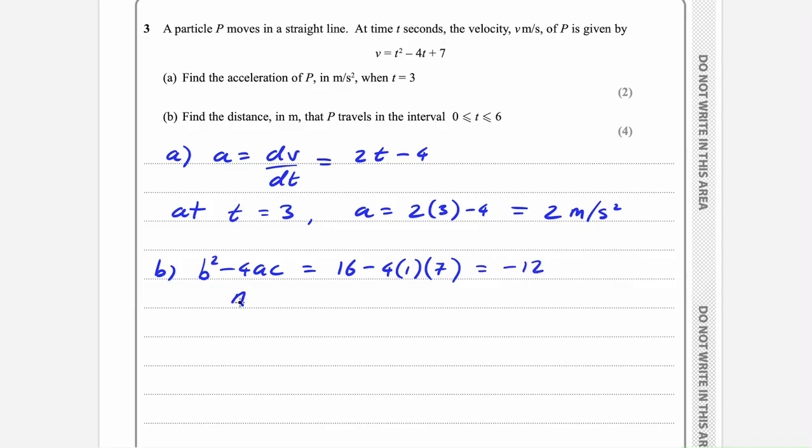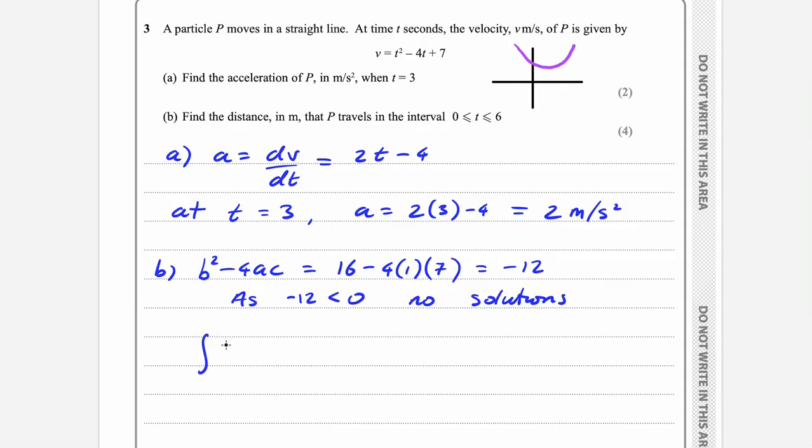Now, as negative 12 is less than 0, we have no solutions. Therefore, if we were to graph it, this guy must be entirely over the x-axis. He doesn't actually touch the x-axis, which is good for us because now I can just integrate it. So if you didn't even think about that, guys, and you just integrated it, you'd be fine.